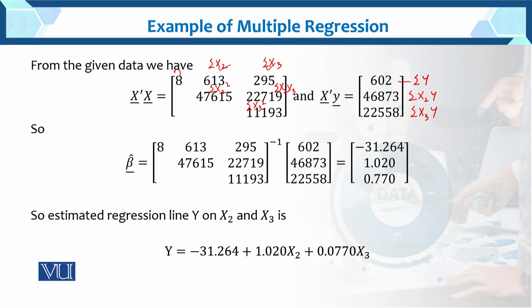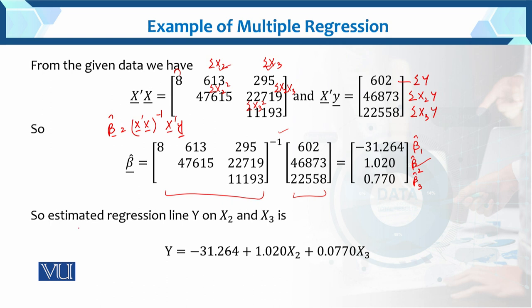Now next, beta hamare paas kya hota hai? So you know that the beta cap is equal to x transpose x whole inverse x transpose y. Ab humne kya kar liya? Ye beta, x transpose x whole inverse, this is the x transpose y. First humne iska inverse lena hai, then humne usko x prime y se multiply karna hai. To final, we will get the answer of this. This is the beta cap. This is the beta 1, this is the beta 2 estimated values, and this is the beta 3.